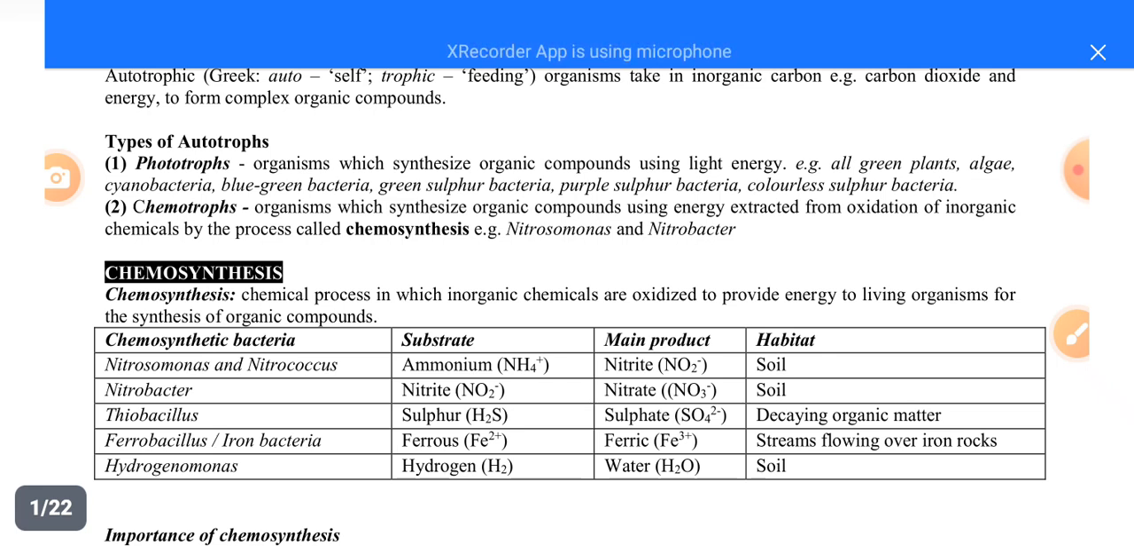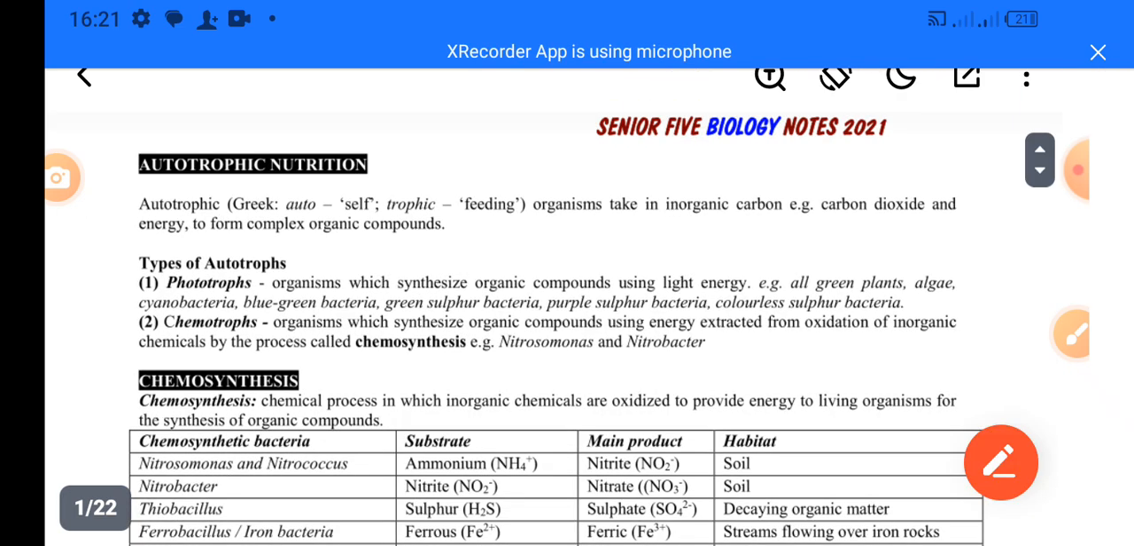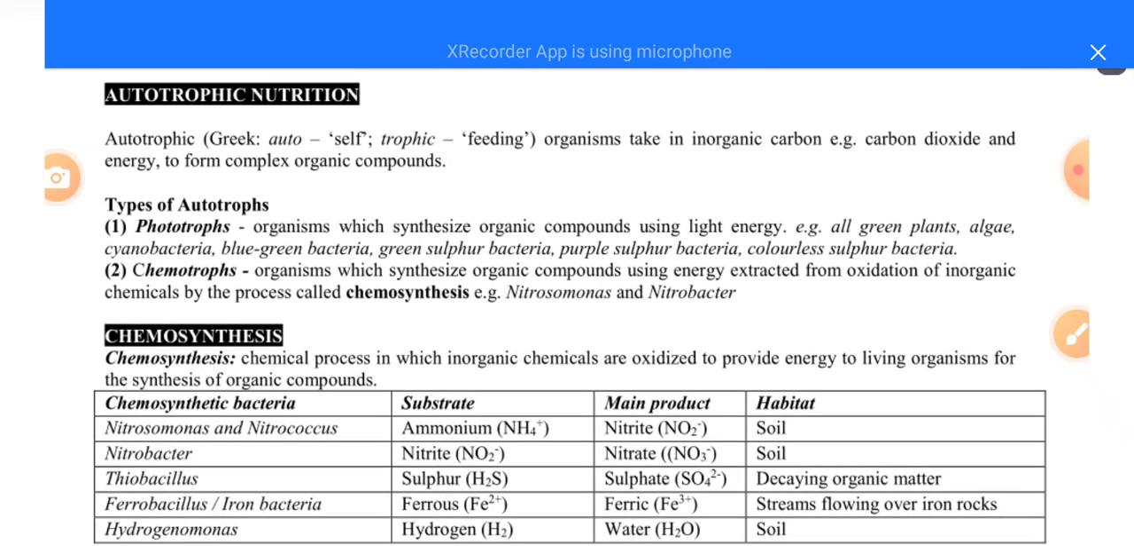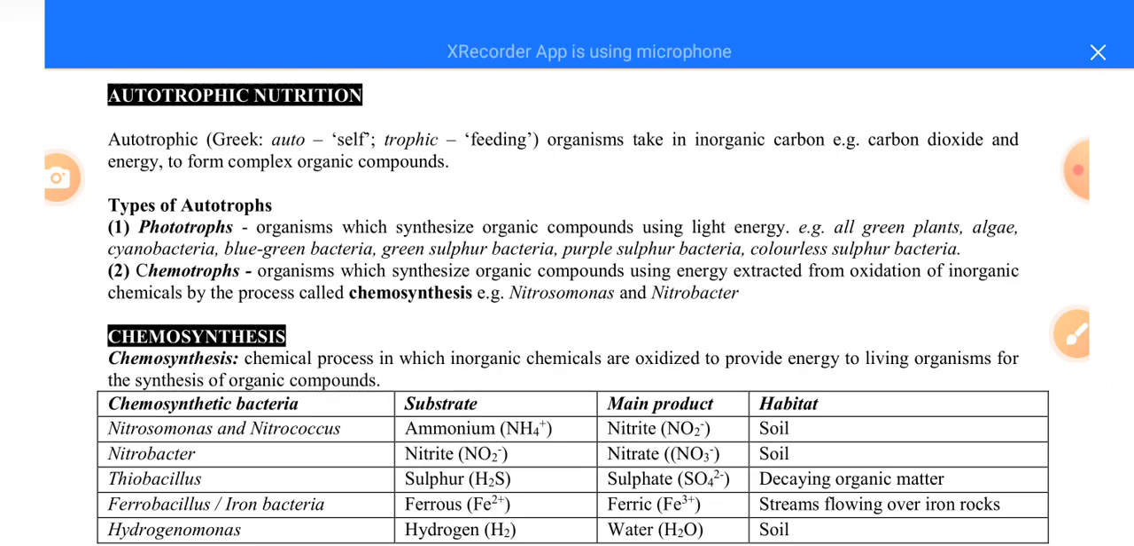So in simple terms, nutrition is the process by which organisms obtain their nutrients, which they use to sustain growth and reproduction. That is the meaning of the word nutrition. When we talk about organisms here, we look at both animals and plants.